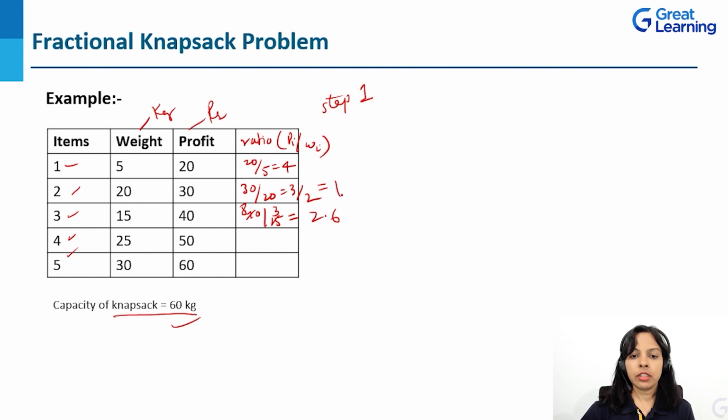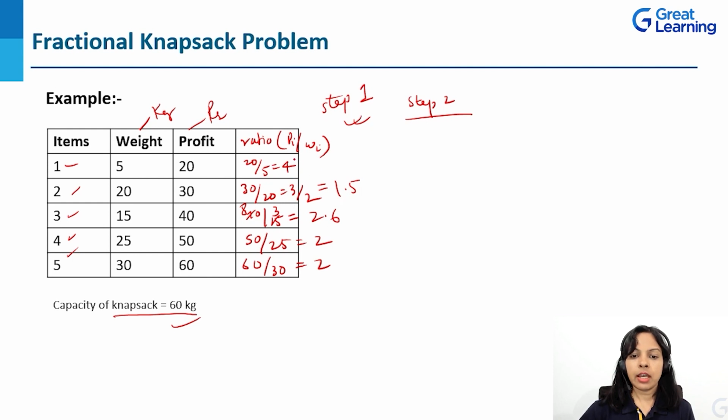Let's convert this also. 3 by 2 is 1.5. Now this profit by weight, so 50 by 25, this is 2. Then 60 by 30, profit by weight. So this is also 2. Okay, this is your first step. Done. Second step is to arrange these items as per the descending order of their ratio of profit and weight.